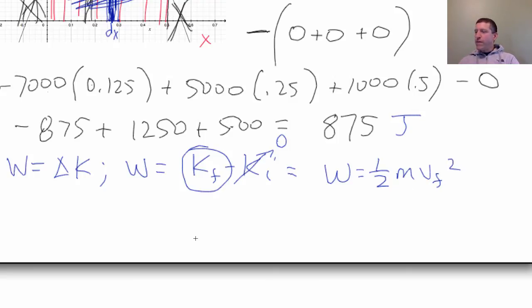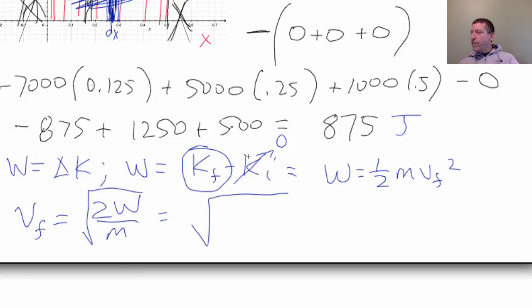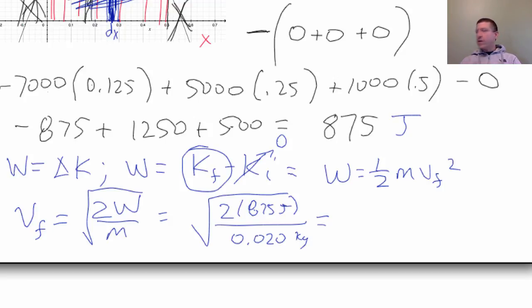I get v final equals, just doing the math there, v final equals the square root of 2 times the work done divided by m, which is equal to the square root of 2 times 875 joules divided by the mass of the bullet, which I must put in SI units. The mass is 20 grams, so that's 0.020 kilograms. So when you're all done with this, you get 296 meters per second. Problem solved.